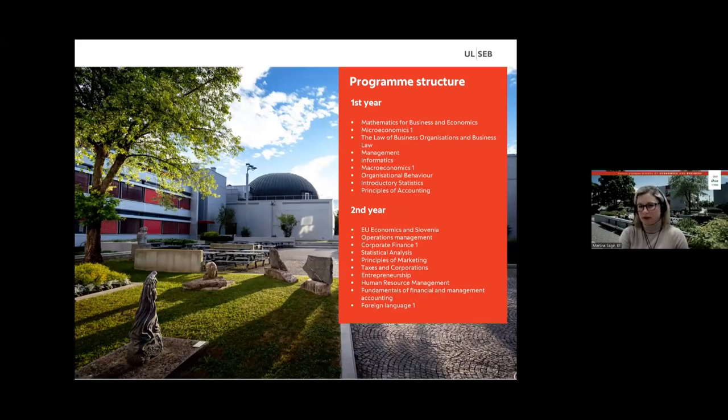This is the program structure of our bachelor program. As you can see, first year, 10 courses. Each semester you are designed to study 5 courses. As you can see, all of them are common. So all students have the same courses, and they're basic courses that you start with.